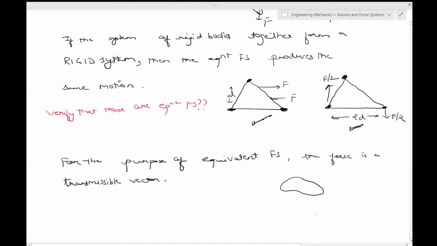Okay, so just assume that I have drawn the same body. It's hard to do that. So when I say for the purpose of equivalent of force system, the force is a transmissible vector. So if you have this force F at point P, then you can just assume that at Q you have this force F, as long as Q lies in the same line as that of P. This is the meaning of a transmissible vector, but this is only for the purpose of equivalent forces, equivalent force system.